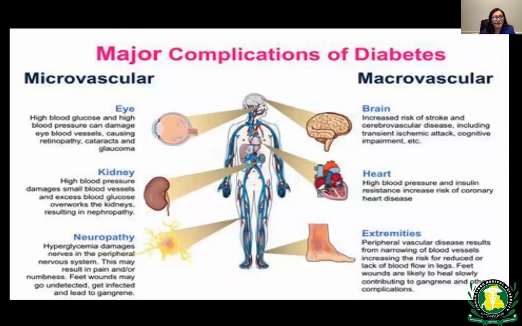A little bit on the complications. We know both type 1 and type 2 diabetes are associated with both microvascular and macrovascular complications. Microvascular complications affect your eyes, kidneys, and nerves. So basically, it affects the small vessels in these organs, resulting in retinopathy, nephropathy, and neuropathy. Whereas the macrovascular complications occur due to effects on the larger vessels in your heart, brain, and extremities.